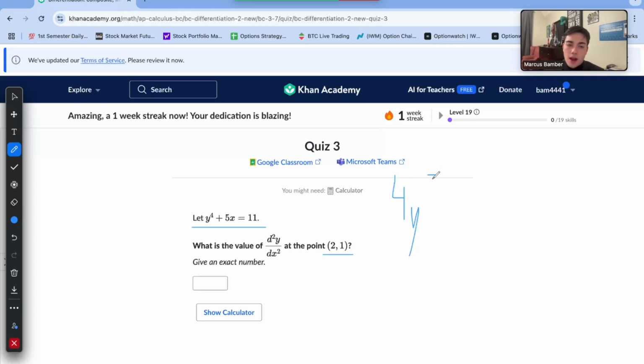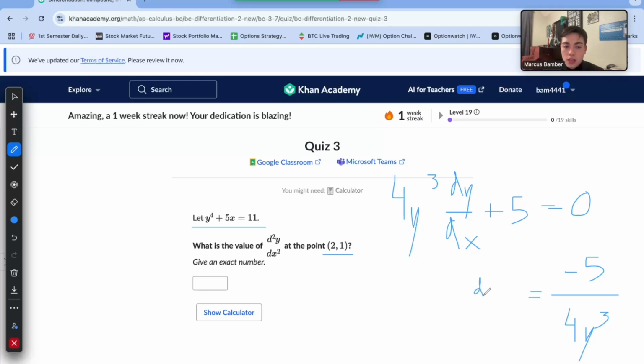We have 4y to the power 3. Whenever you find the derivative of y, make sure to include a dy over dx. And then we find the derivative of 5x, and that's just 5, is equal to 0. Move over the 5, it's negative 5. Divide both sides by 4y to the power 3. So you're left with negative 5 over 4y to the power 3 is equal to dy over dx. So this is our first derivative.